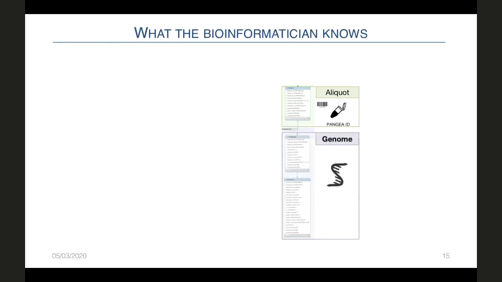What the bioinformaticians know will look something like this. So we will know something. We won't know the full lab information about those aliquots, but we'll know enough to know which ones yielded a good sequence, for example, and which ones didn't, and how many times they were sequenced with what technology and what the outcome was.